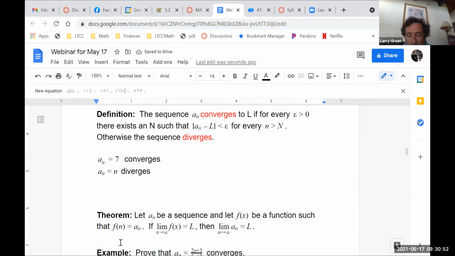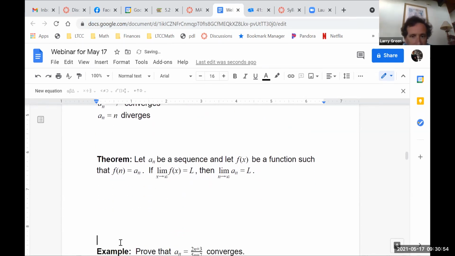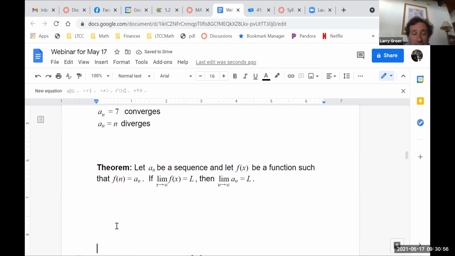So here comes a theorem, and it's an important one. We'll use this one a lot. And that is, let a sub n be a sequence and let f of x be a function such that f of n equals a sub n. Then if the limit as x goes to infinity of f of x equals L, then the limit as n goes to infinity of a sub n equals L.